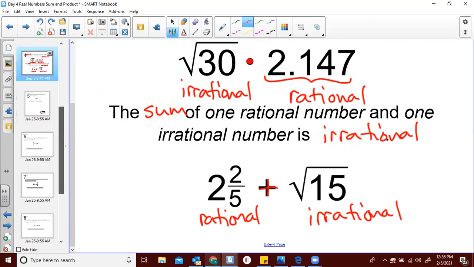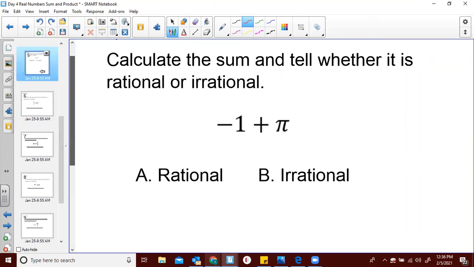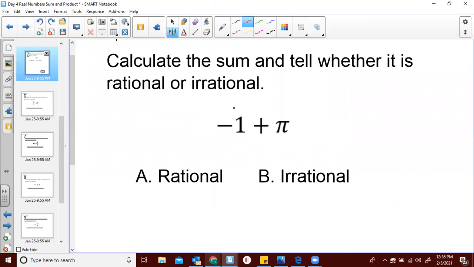All right, I'm going to go through these pretty quick. Calculate the sum, tell whether it's rational or irrational. So this guy right here is going to be rational. -1 is an integer. Pi, we know pi as a symbol is always going to be irrational. So if one of these two numbers is irrational, our answer is irrational.